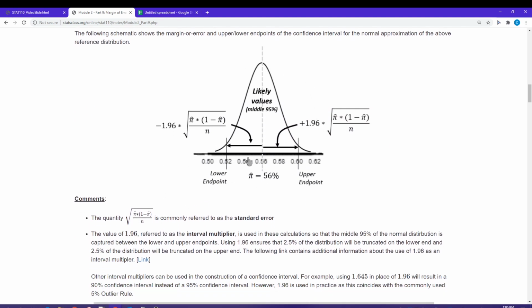So let's look at these formulas with a reference distribution in mind. So here the center of the reference distribution is at 56%. In order to obtain the upper endpoint, I would just need to take the positive margin of error, which again is given by this quantity here on the screen, and add that to the 56%. For the lower endpoint of the confidence interval, I would just take my point estimate again and subtract the margin of error quantity.